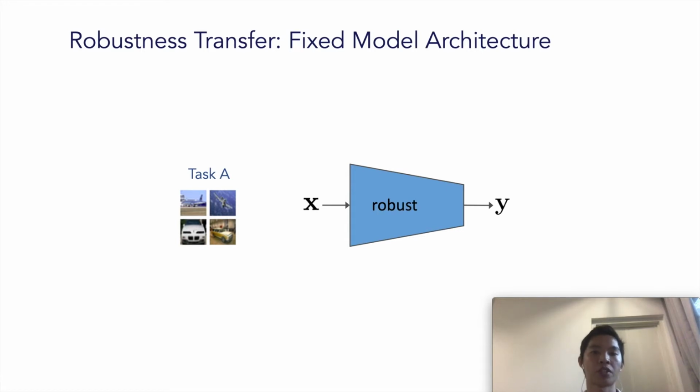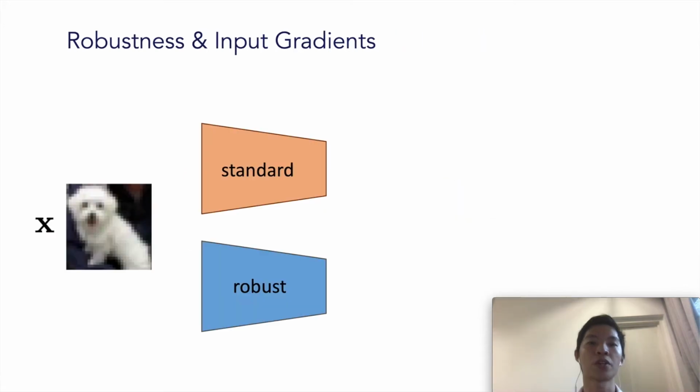Current transfer methods transfer robustness through weights. In one example, where a robust model is trained on task A, what one can do is to freeze the weights of this robust model and fine-tune the final layers on another task, say B. While this method works in practice, there's an assumption that we want to keep the same model architecture from task A to task B. The question is, can we actually transfer robustness between models even though they have a different model architecture? To answer this question, let us look at what input gradients are.